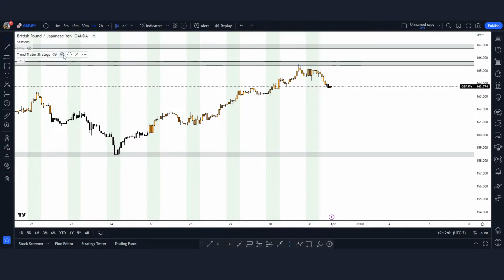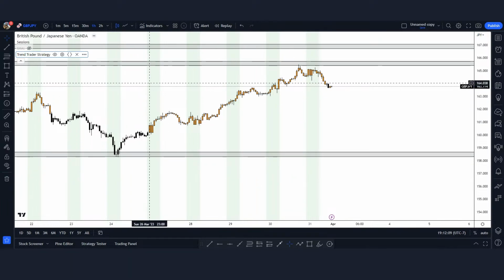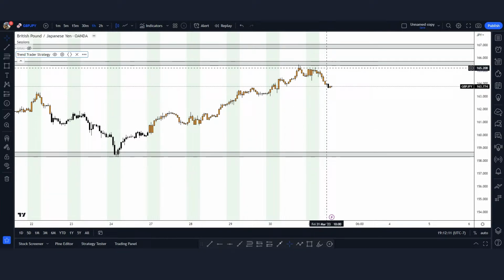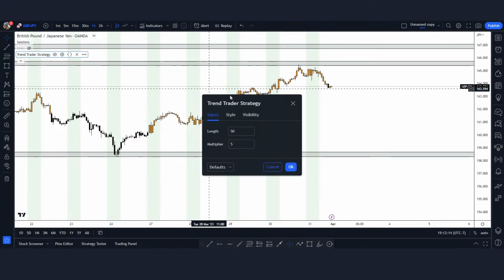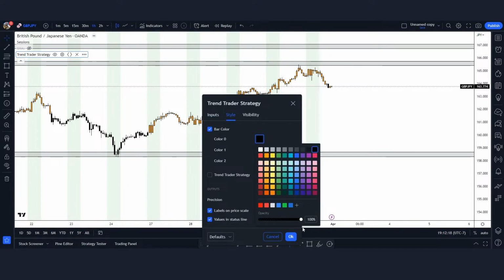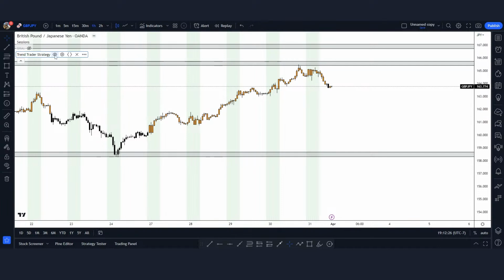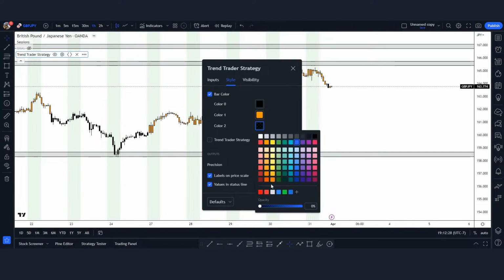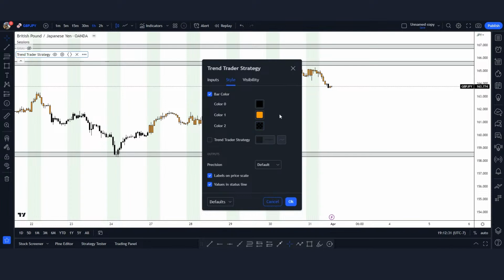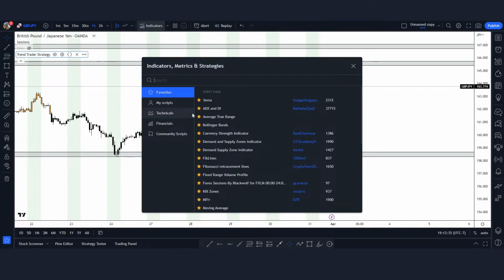Now with the Trend Trader Strategy, these are my settings. It's 50 as the length and multiplier 1. It just helps you identify the trend. So if the hourly time frame is bullish, then all the candles are going to be bullish, right? And the style I have set as my bearish candles are black, my bullish candles are orange. That's just the colors I always like. I've been using those for years. You can make those whatever you want, and then I uncheck this one. I don't really know what this third one is, but I just uncheck it. I just put the opacity to 0, and this is the indicator.